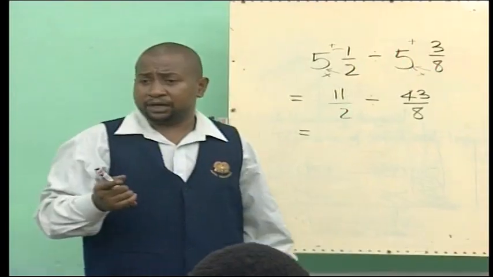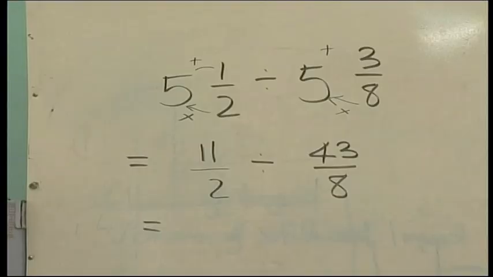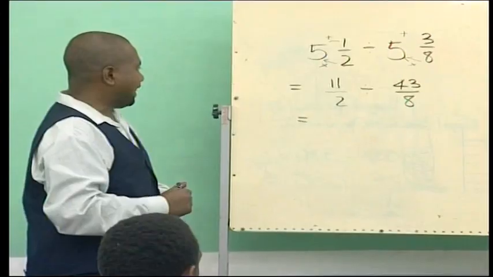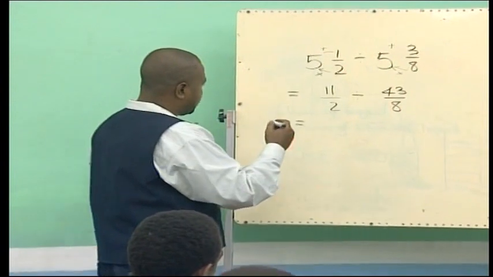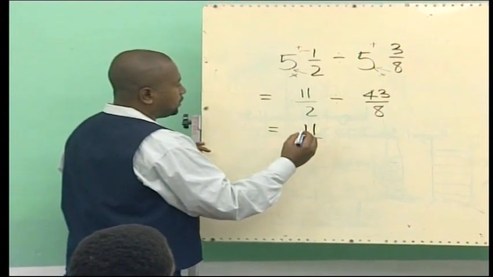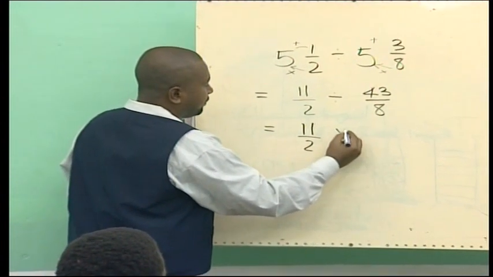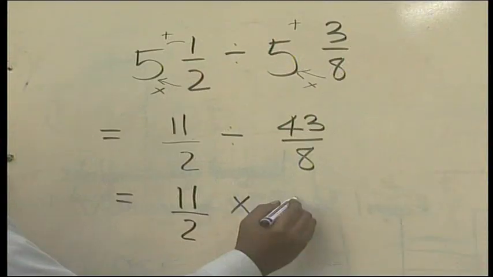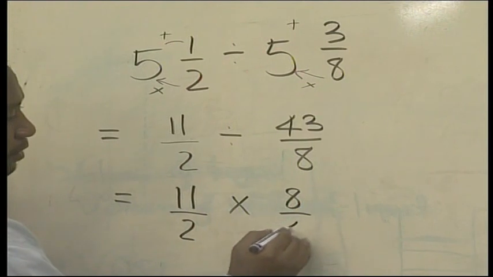What is the method that we said we can apply here? Hands up. Malvin: Reciprocal. Okay, reciprocal method. Very good. Now, when we apply the reciprocal method, the dividend, which is 11 over 2, stays the same, while the division sign changes to multiplication, and the divisor, 43 over 8, changes to 8 over 43.